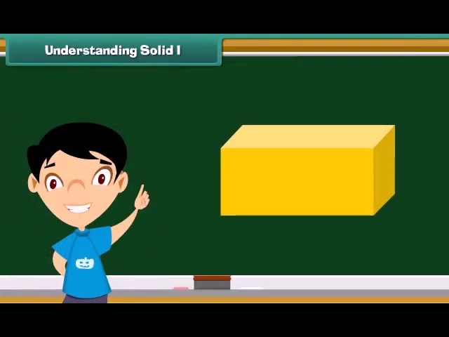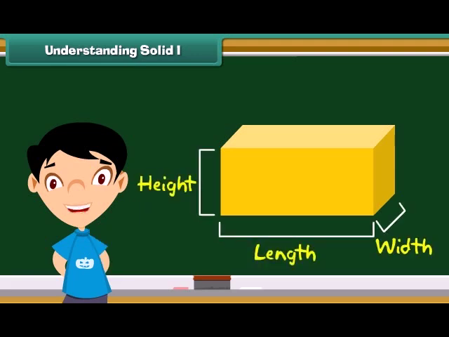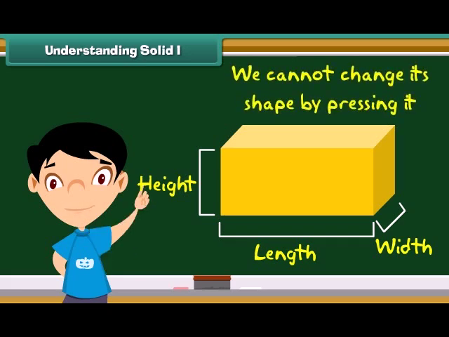Friends, look at this brick. This is a solid. This brick has a fixed shape. It has length, width, and height. It is hard. We cannot change its shape by pressing it. Thus, we can say a solid has definite shape and size and cannot be pressed easily.